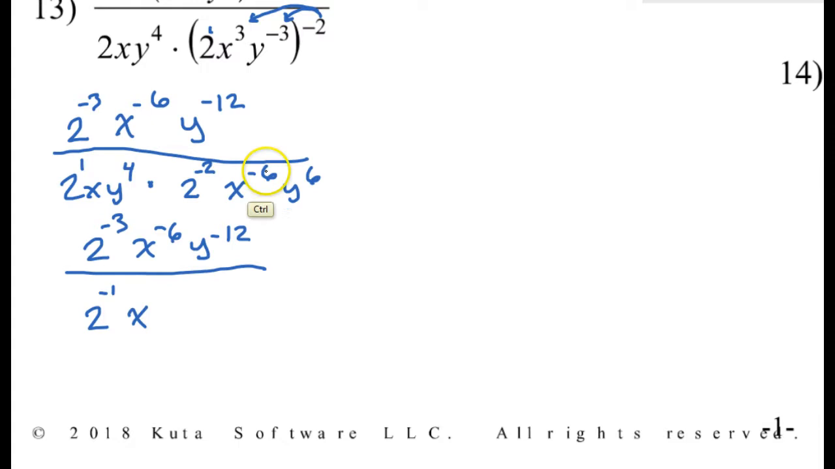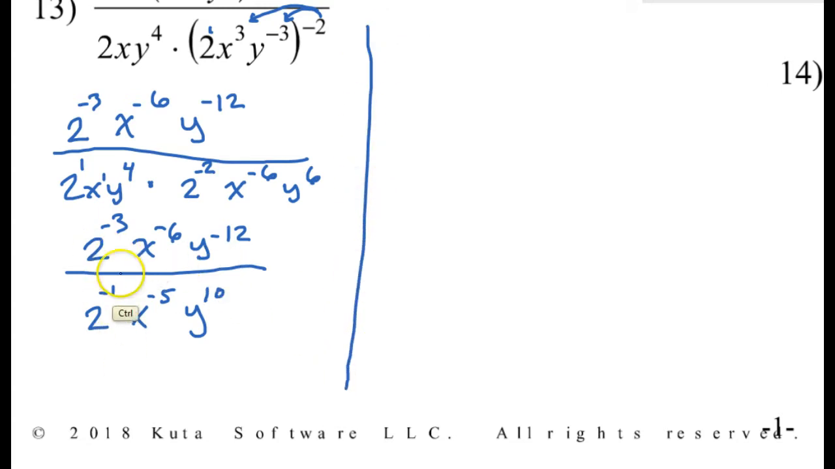How about those x's? I've got x times x to the -6 power. That's like x to the 1 power times x to the -6 power. That is x to the -5 power, because 1 plus -6 is -5. Look at the y's. I've got y to the 4th power times y to the 6th power. That is y to the 10th power. So that's what I have right now. Okay, now what shall I do?